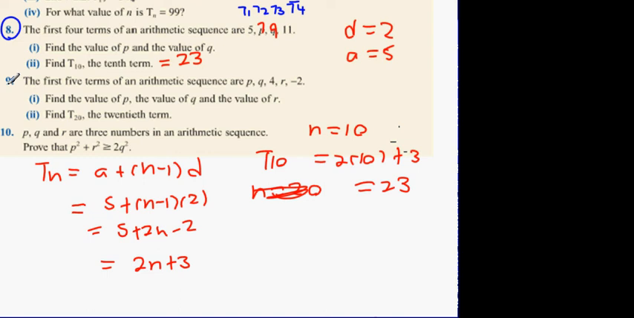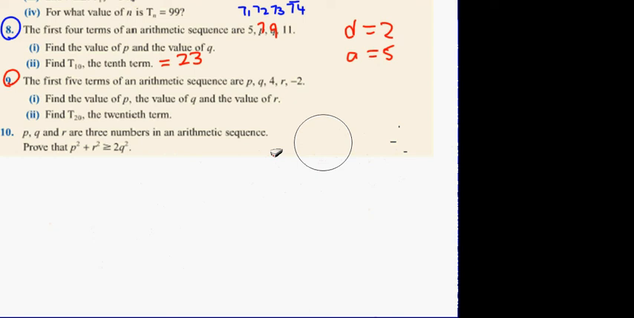So we go for number 9 then. The first 5 terms in our arithmetic series are P, Q, 4 and R minus 2. Find the value of P and the value of Q and the value of R. So what we might be able to do here is find out what we call T1, T2, T3, T4 and T5.